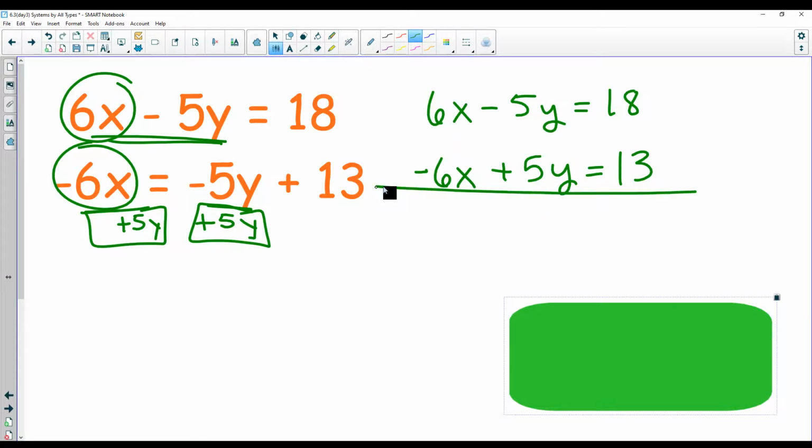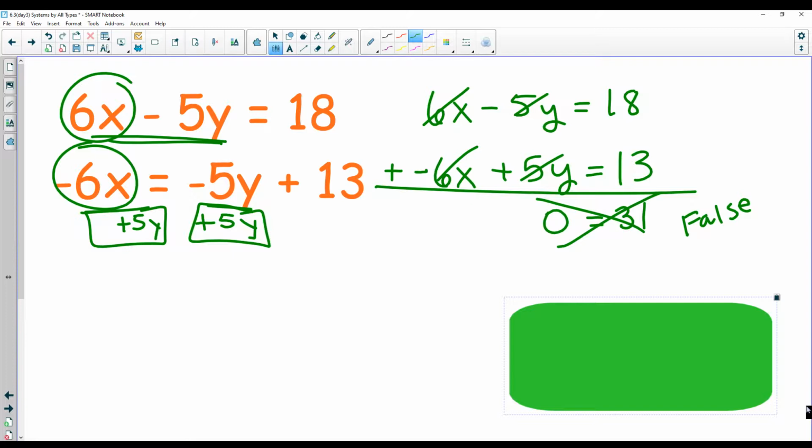Well, we're ready to add these together because these coefficients cancel, so the x's are going to be gone, and I should get something for y, but the y's also cancel, so I'm down to a 0 on that side. But over here, we have a 31. Now that is not true. 0 does not equal 31. So in this case, we would say this is false.